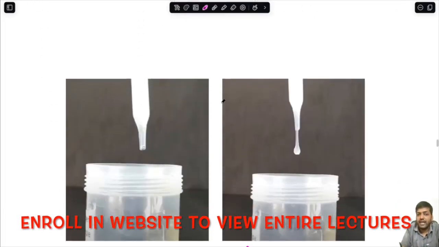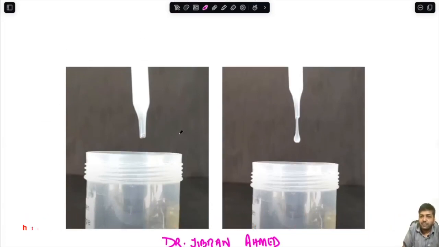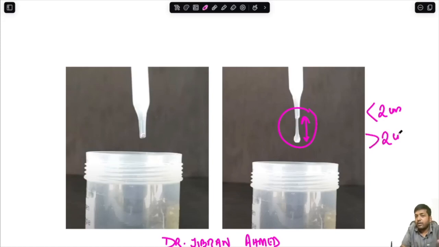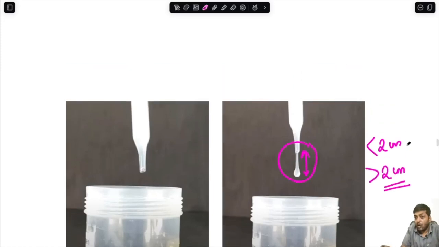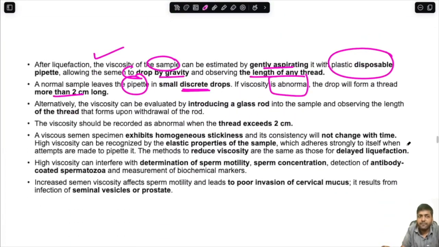So let me show you with the help of this diagram. Suppose you have aspirated and in the pipette you want to give it back. Usually after the liquefaction process, when you see the viscosity of the semen, the length of the thread which is formed is less than 2 centimeters, which is normal. But if the length becomes more than 2 centimeters, it becomes abnormal.